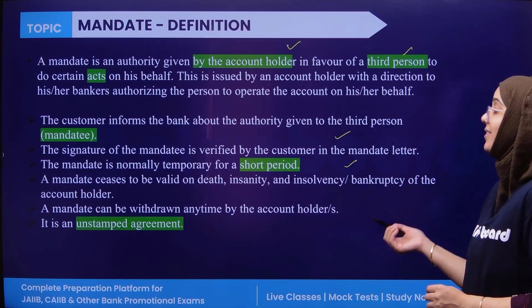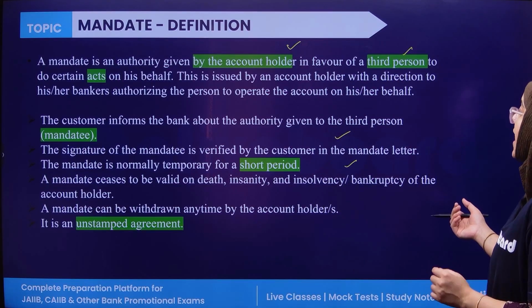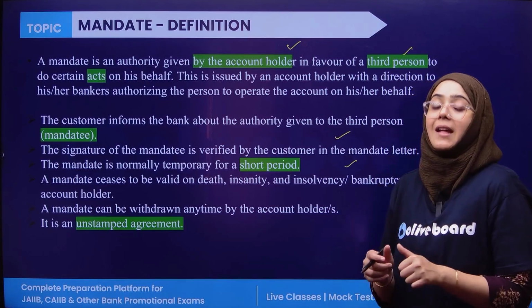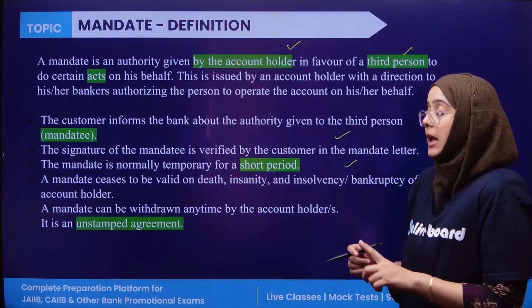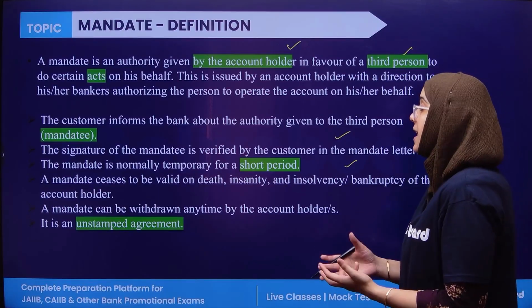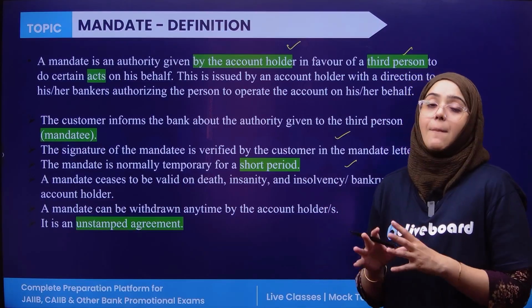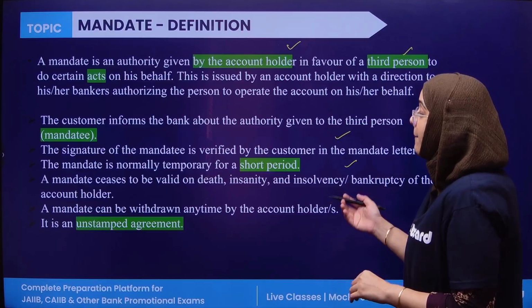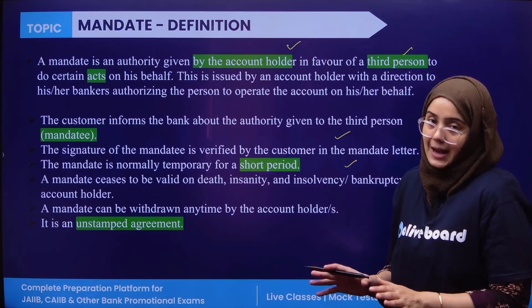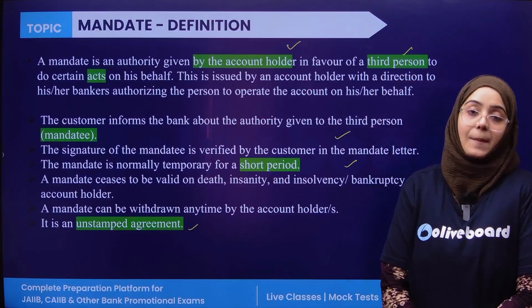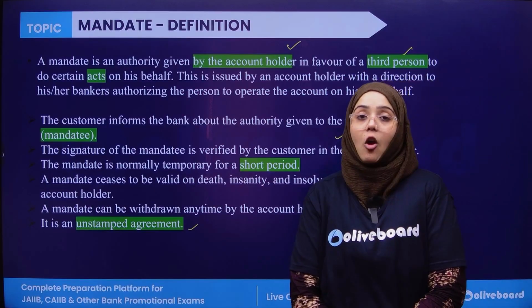A mandate ceases to be valid on the death, insanity, and insolvency of the account holder. If the account holder has any type of insolvency, or in the case of the death or insanity of the account holder, in all these cases a mandate ceases to be valid. A mandate can be withdrawn anytime by the account holder, and it is an unstamped agreement. So these are the characteristics of a mandate.